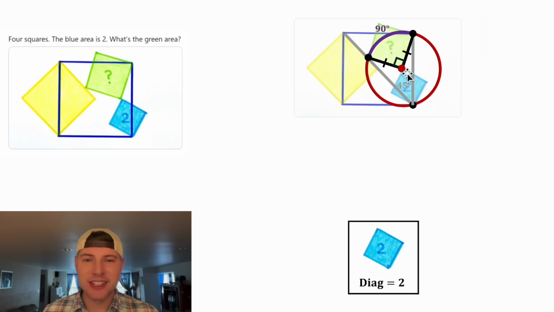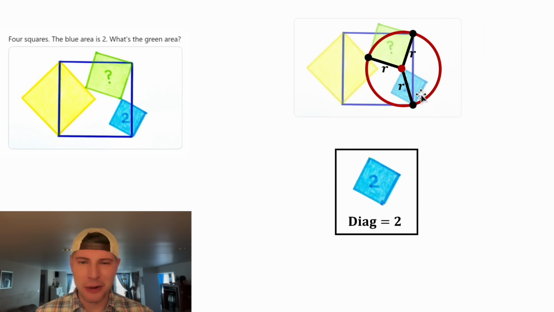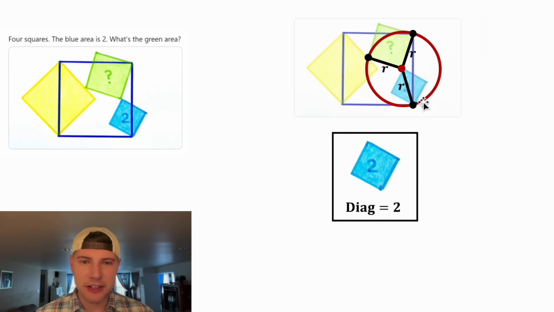Now that we know this is the center of the circle, these 2 congruent sides are going to be equal to r for radius. And then we can clean things up a little bit, and let's draw the radius from here to here. And we can label it r. And now this is my favorite part. This radius is the diagonal of the little blue square. We showed earlier that the diagonal of the little blue square was equal to 2. So the radius of this circle is equal to 2. And that means these 2 radii will also equal 2.